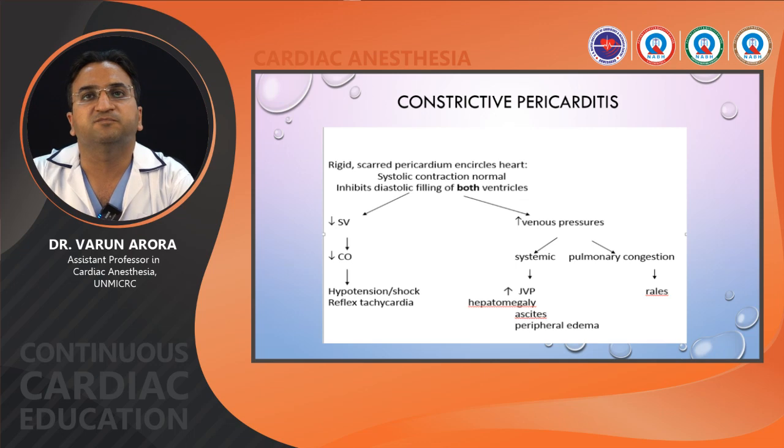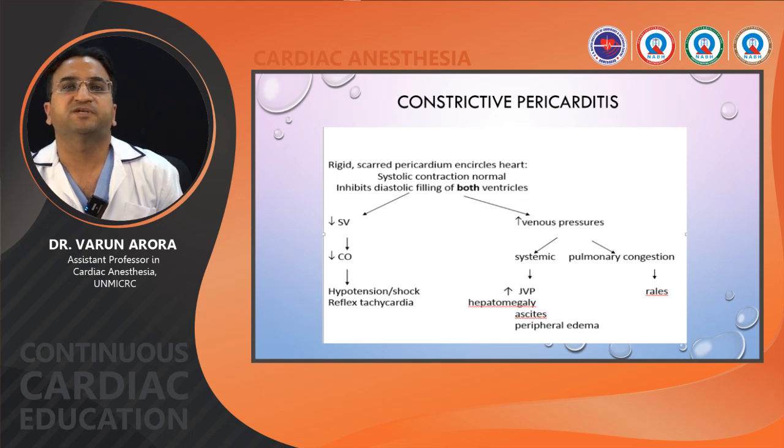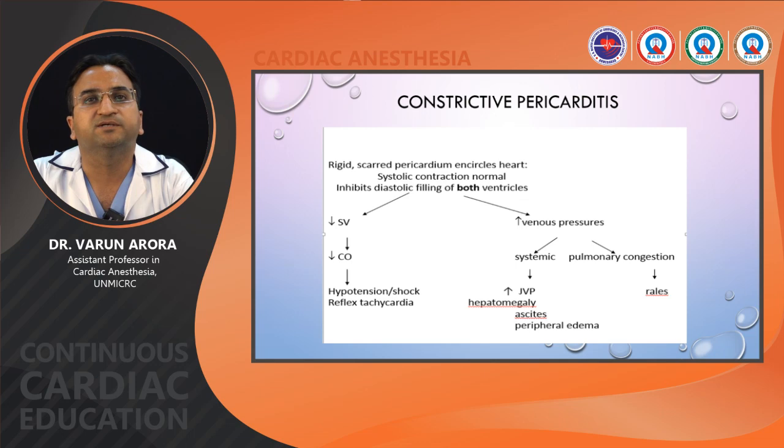So, in constrictive pericarditis, there is a rigid scarred pericardium which encircles the heart. Systolic contraction is normal, but it inhibits the diastolic filling of both ventricles. Due to the decrease in stroke volume, there is a decrease in cardiac output, hypotension or shock, leading to reflex tachycardia. Because of increased venous pressure, in the systemic circulation there is an increase in jugular venous pressure, hepatomegaly, ascites, and peripheral edema, and due to pulmonary congestion, rales occur.